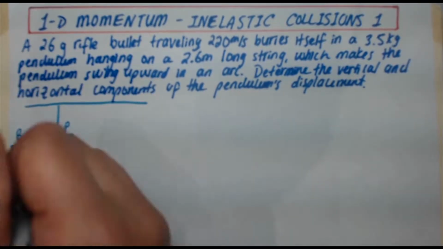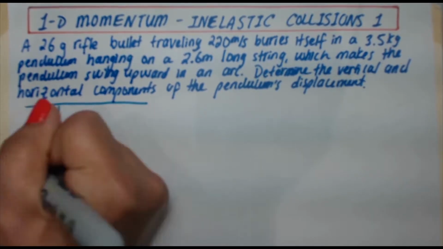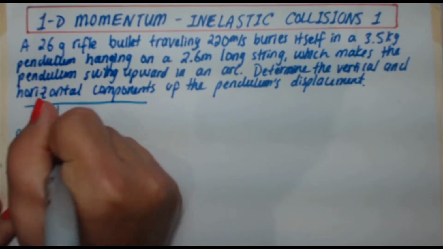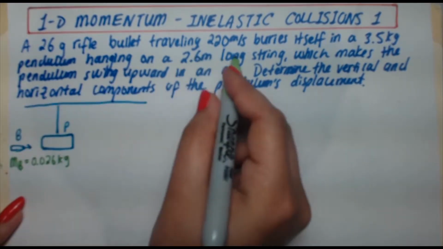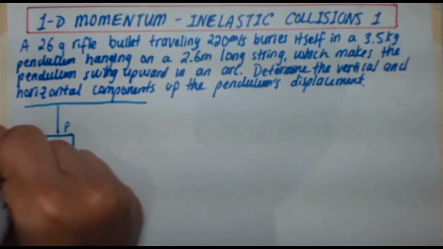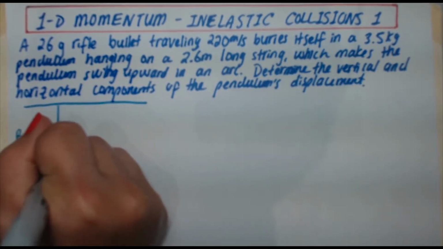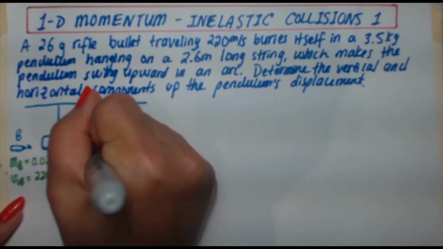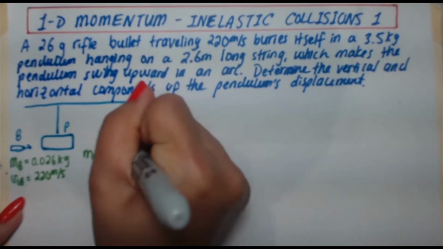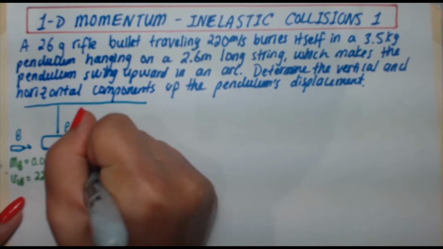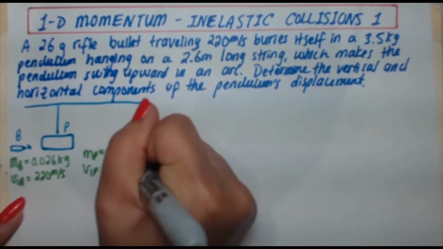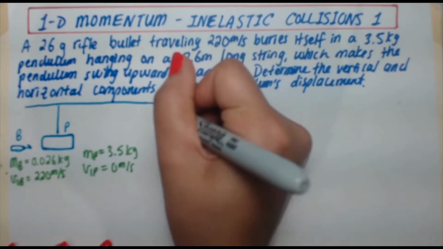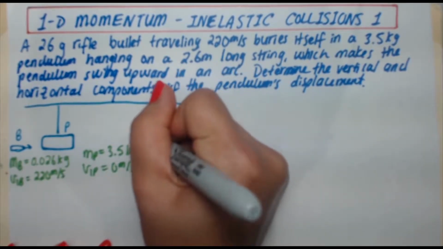Okay, so the mass of the bullet is given in grams, 26 grams. Divide that by 1,000, you're going to get 0.026 kilograms. It's initially going at 220 meters per second, so V1B is 220 m/s. For P, the mass of the pendulum is 3.5 kilograms. That is significantly higher. And the initial speed of the pendulum is 0. It's at rest.